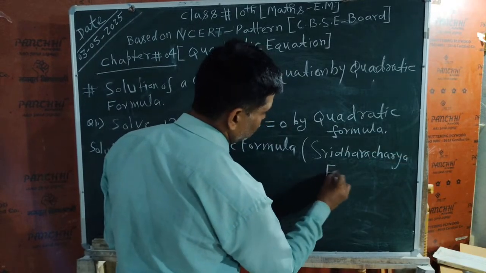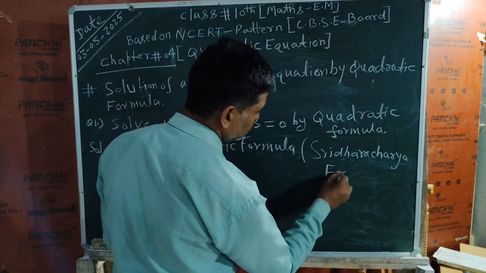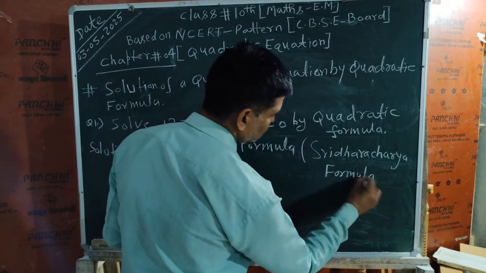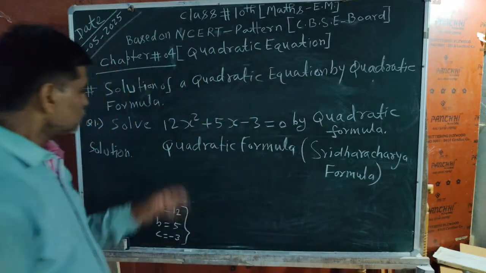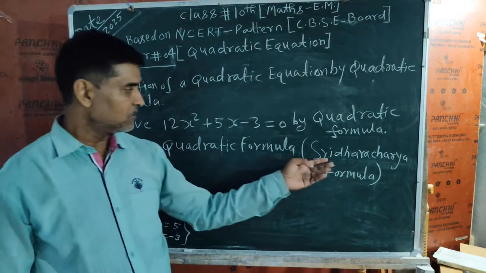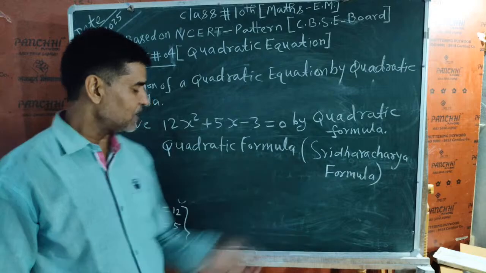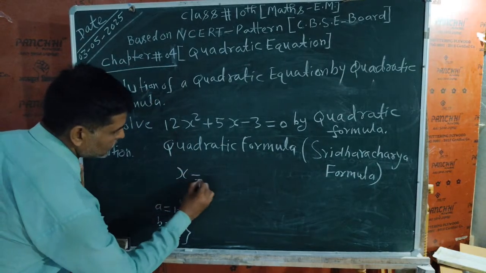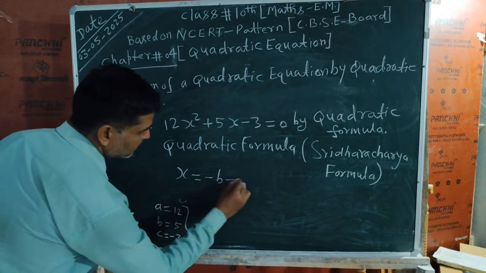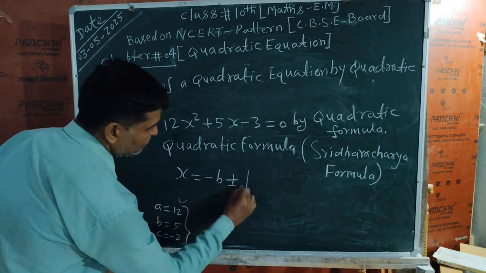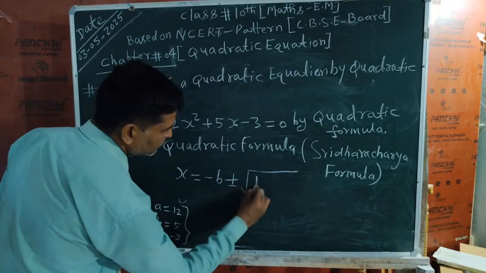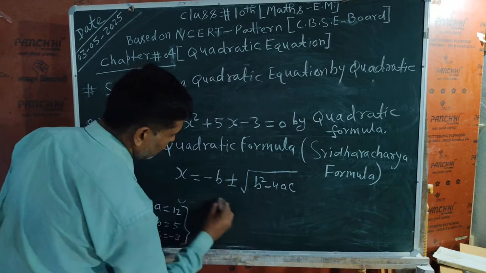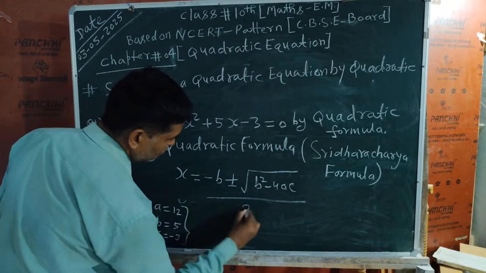Sridharacharya formula. Both are the same thing. So I have to write here: one is the quadratic formula, in other words we can say the Sridharacharya formula. That formula is written as x is equal to minus b plus minus root under b square minus 4ac, divided by 2a.